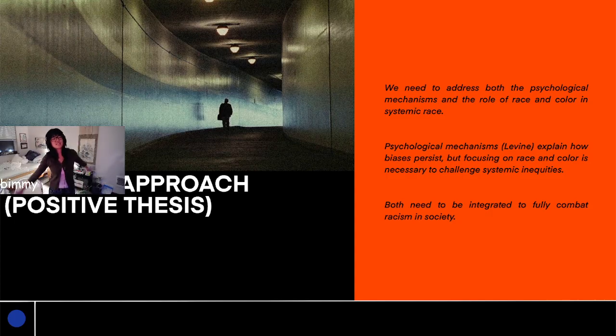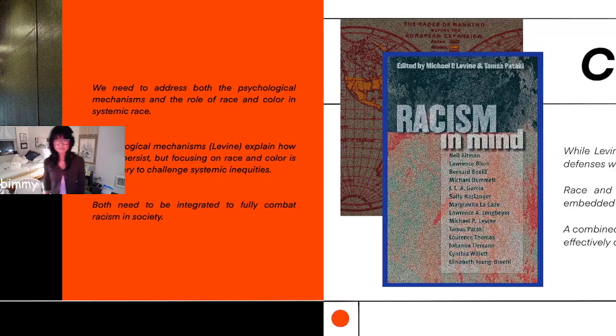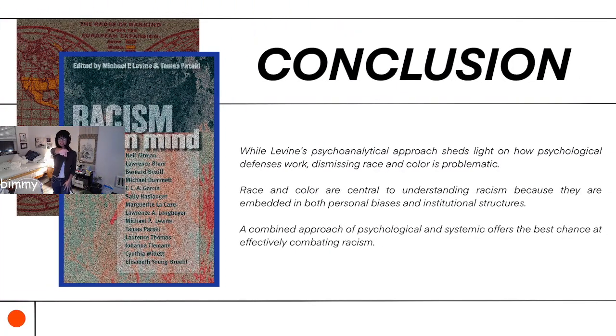Anyways, so a holistic approach, my positive thesis. So to wrap everything up, actually we're not wrapping everything up. This isn't the conclusion slide, but we need to address both the psychological mechanisms and the role of race and color in systematic racism. Psychological mechanisms, Levine, explain how biases persist, but focusing on race and color is necessary to challenge systemic inequalities. Both need to be integrated to fully combat racism in society. Racism in Mind, that's the one I read from.